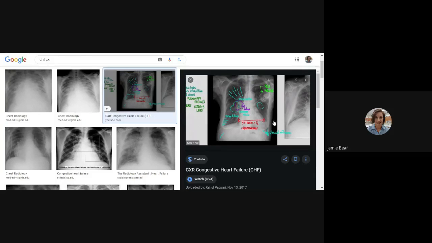Okay, so this is kind of cool. There's a pacemaker here. Okay, you're seeing a full hilum. These little things are called curly bead lines, and that's just fluid coming out of all of the vascular spaces. Okay, and there's a large heart here, cardiomegaly.